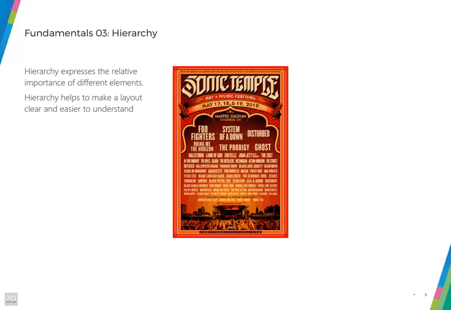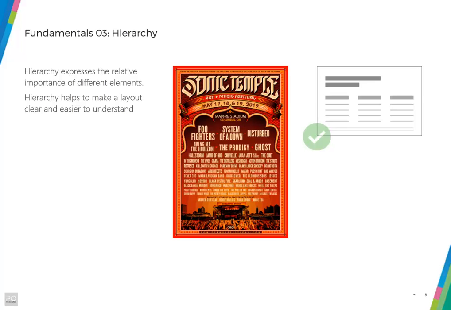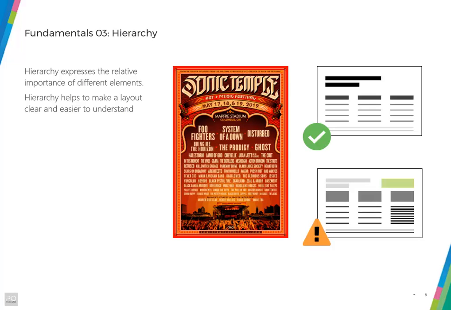Headline acts receive prominence through placement and size, while other acts receive progressively less prominence. A good hierarchy guides the viewer by using scale and layout to break up the content. Poor hierarchy means various elements compete for attention, which makes it harder for viewers to understand the key messages.